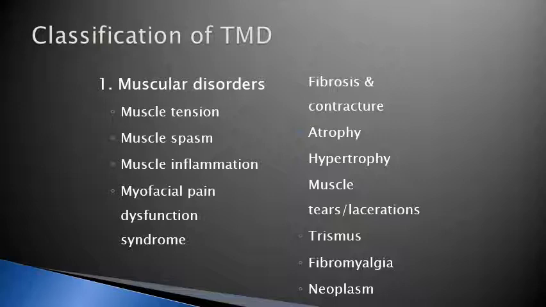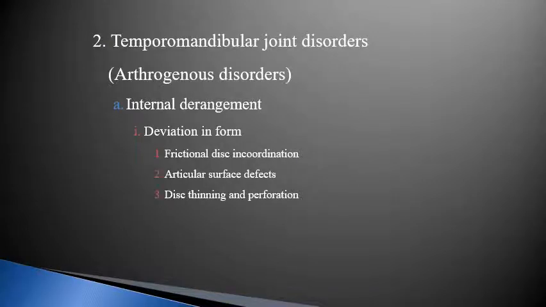Fibromyalgia is a pain associated with fibrosis of the muscle. That's why it is called fibromyalgia. Myalgia is pain associated with muscle. And you have neoplasms, various types of neoplasms of your muscles that are hampering the temporomandibular joint.